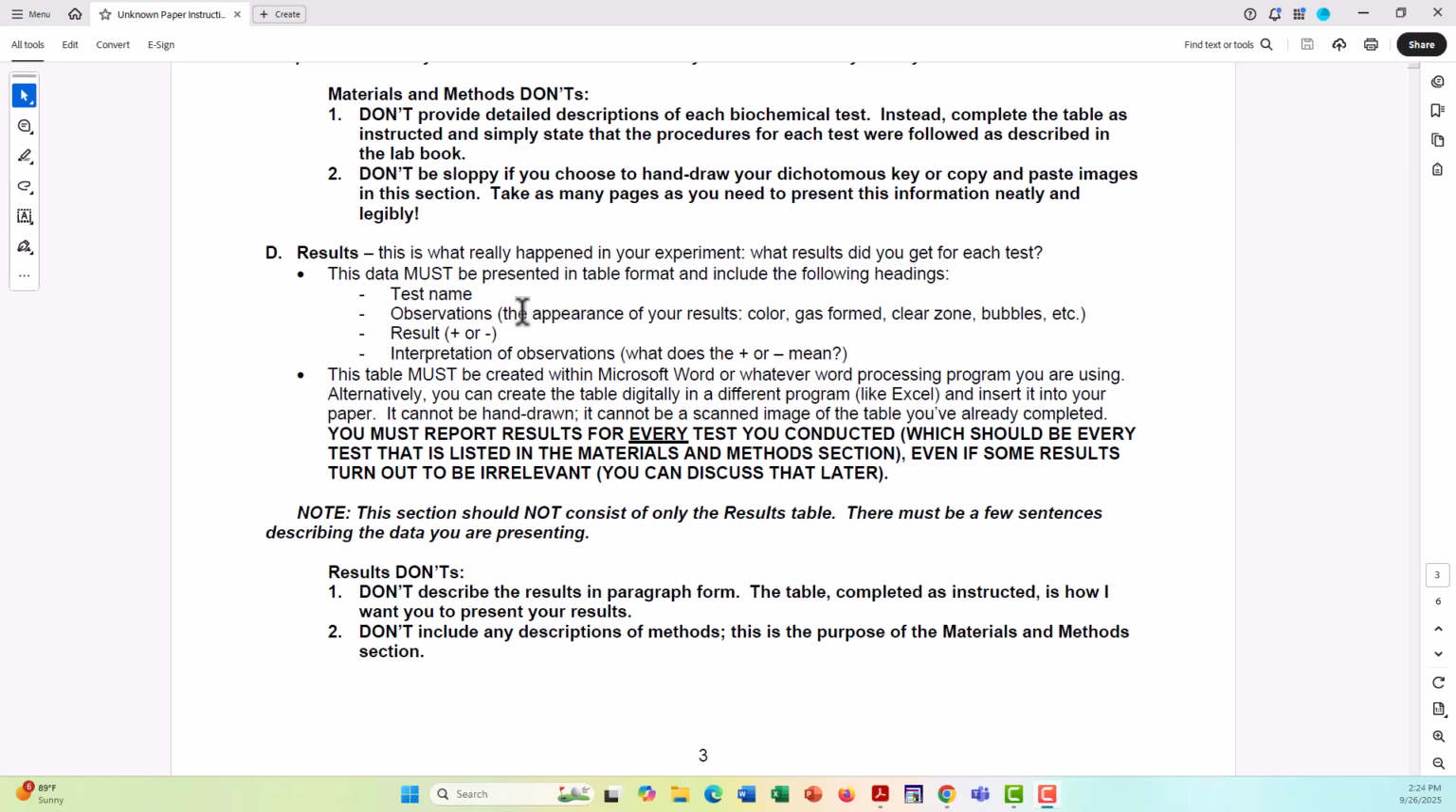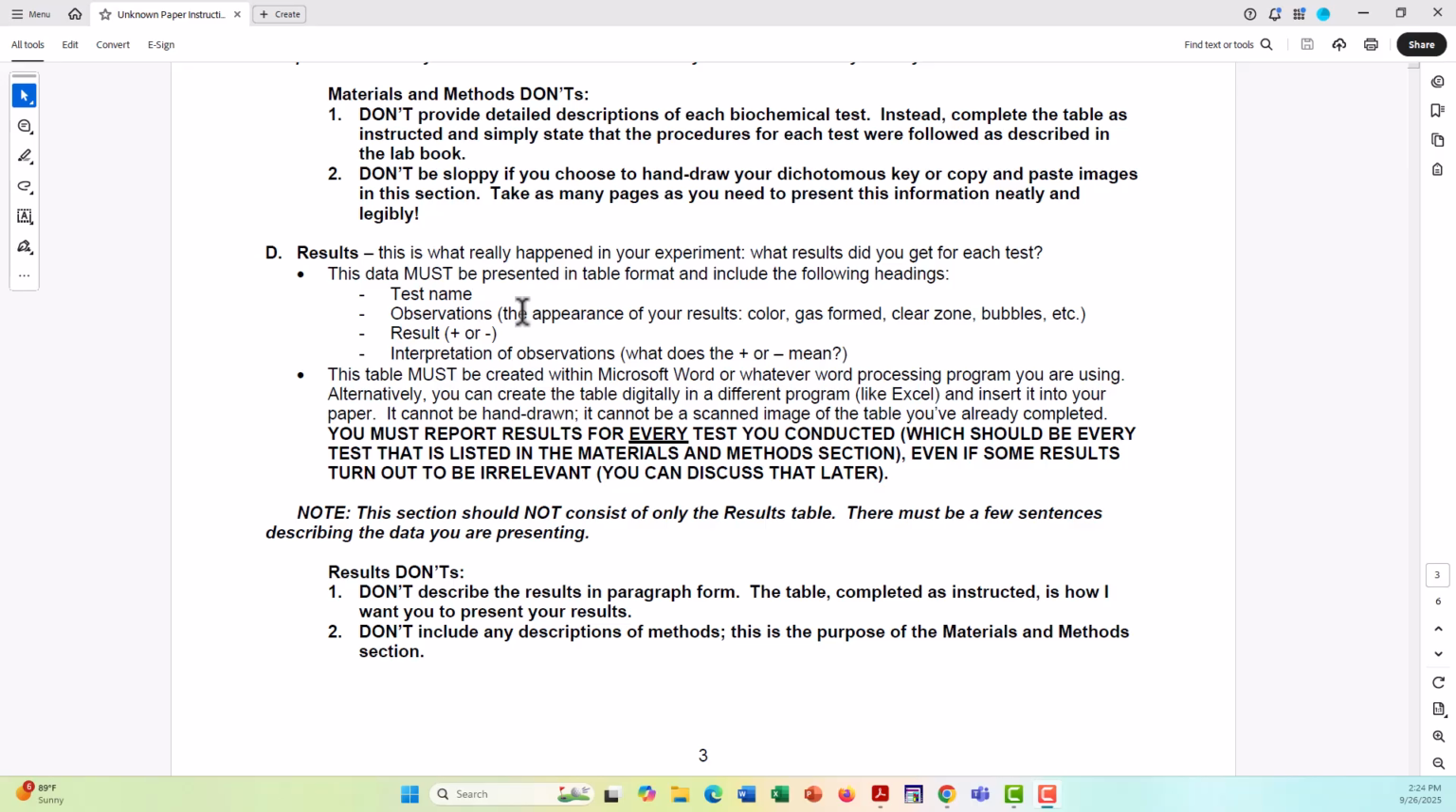Also important, you need to report the results for every test that you conducted, even if the results ended up not being that relevant to your identification process. If you did the test, you need to report the results. This has to include your gram stain. This means that whatever tests are in your results table should be in your materials and methods table as well. Both of those tables should have the same exact tests.